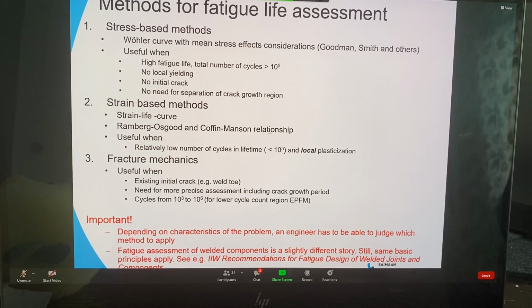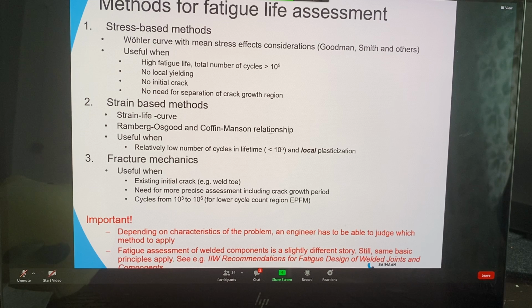And second is the so-called strain-based methods, where in stress-based methods we have stress amplitude versus lifetime, in strain-based methods we have strain amplitude versus lifetime. So we don't refer to stress, we refer to strain amplitude. But otherwise, I would say it's a roughly similar approach from the point of view of the lifetime curve. But then the equations are different. They use the so-called Ramberg-Osgood and Coffin-Manson relationships.